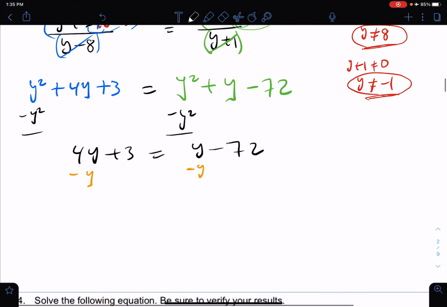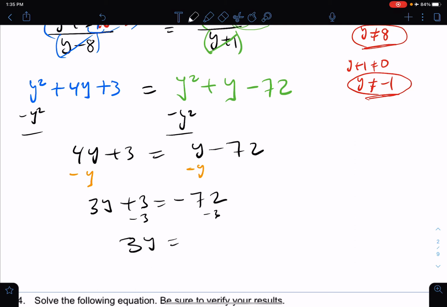So we're trying to get y on the left-hand side, so this gives us 3y plus 3 equals negative 72. We subtract 3 on both sides, which gives us 3y equals negative 75. Divide by 3, and y equals negative, same answer as last one, negative 25.